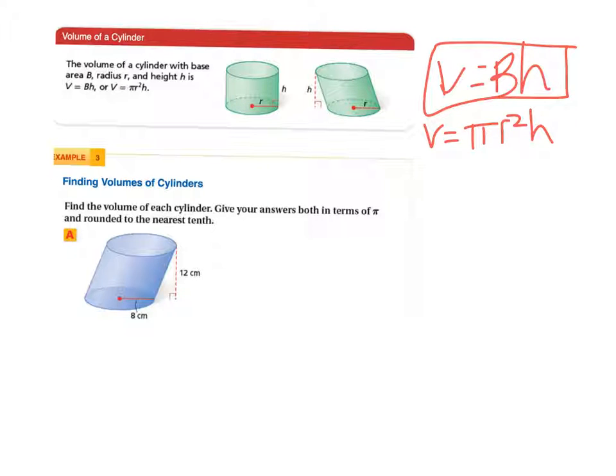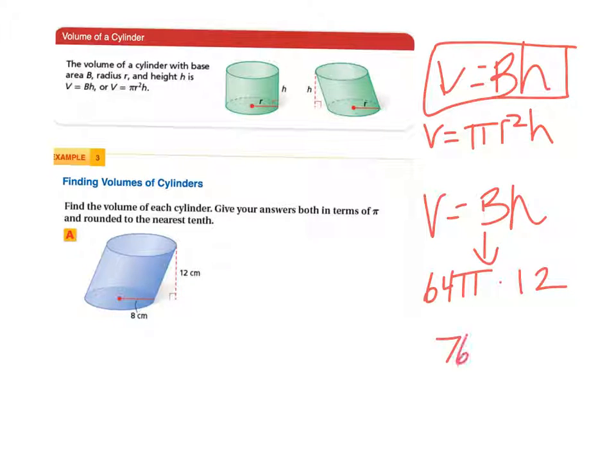So this cylinder's tipped, but it doesn't make a difference. We're going to find first the area of the base, so that I can multiply by the height. The area of the base would be pi times radius squared. Well, the radius is 8, and so 8 squared is 64. So that's 64 pi times the height. Well, the height has to be perpendicular, so that's 12. 64 times 12 is 768 pi centimeters cubed. So this was centimeters squared multiplied by centimeters. That's where the centimeters cubed came from.